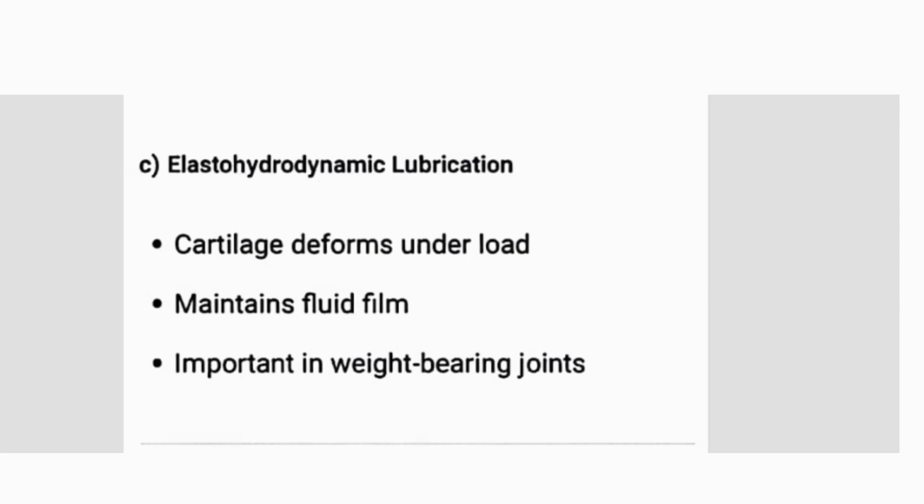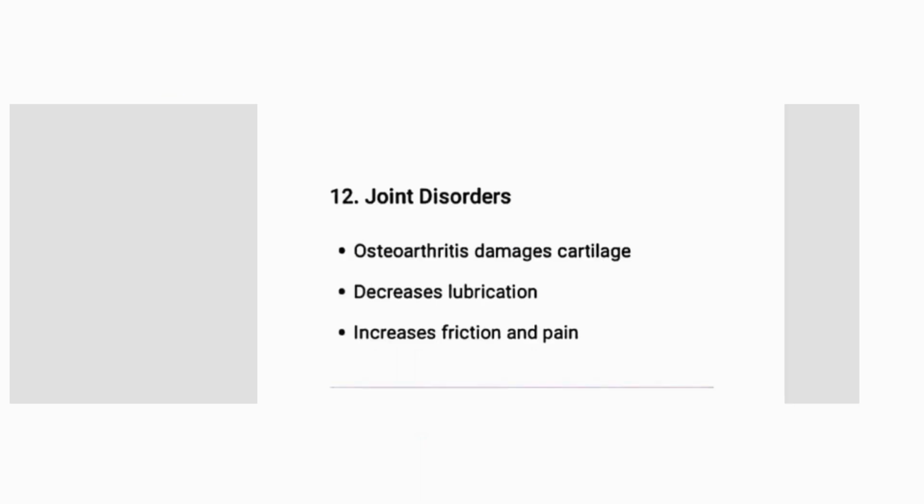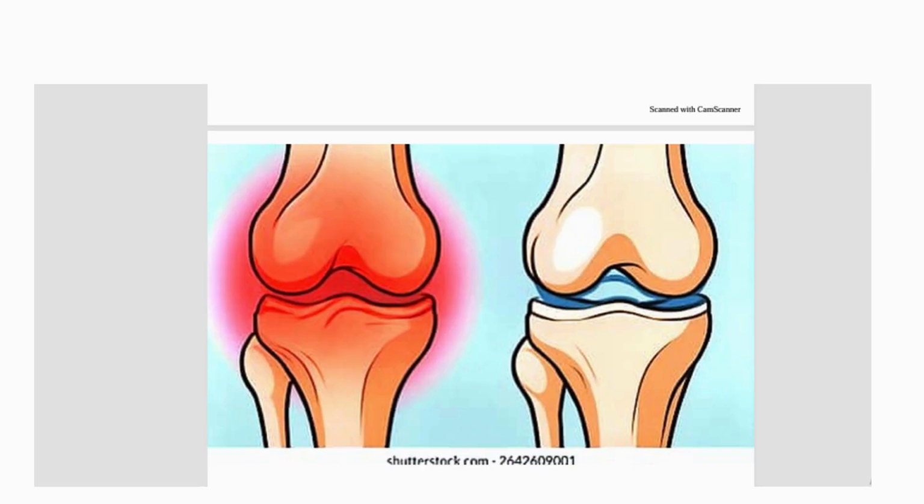There is elastohydrodynamic lubrication, where cartilage deforms under load. It maintains the fluid film and is important in weight-bearing joints. There are joint disorders like osteoarthritis, which damage the cartilage, decrease the lubrication, and increase the friction and the pain. This picture shows the painful joint and the normal joint.